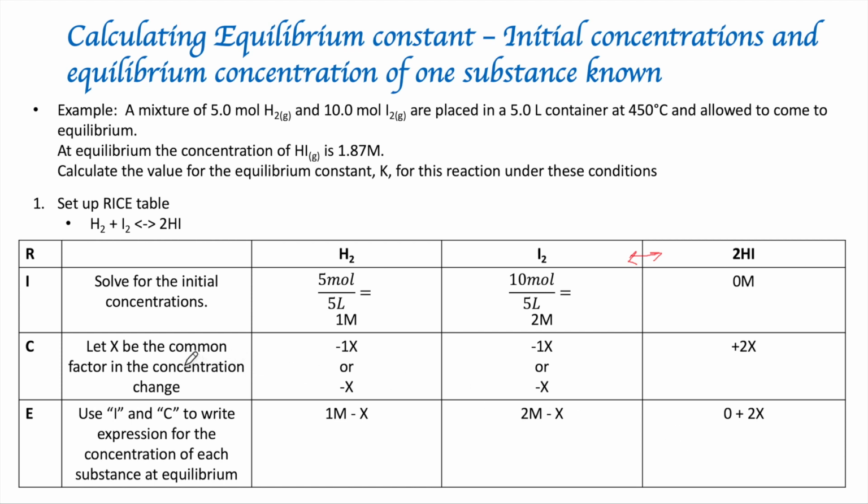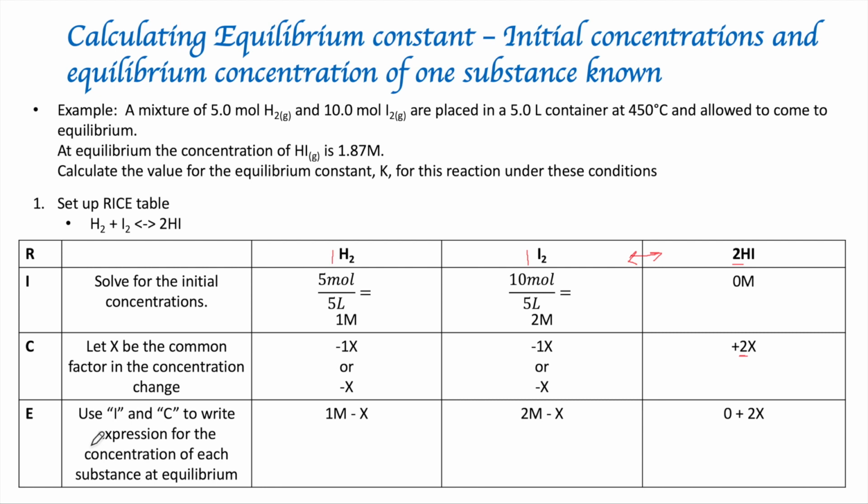Then you let x be the common factor in the concentration change. This has a coefficient of 1, so I'll put a 1 over here. Because this is a reactant, you're losing material, so it's negative 1x, or quite simply negative x. You have a coefficient of 1 over here, so negative 1x, or just negative x, again negative because you're losing material. And then you have 2x, and this is positive because it's gaining material. Because you have a coefficient of 2 here, that's the reason why you have a coefficient of 2 here.